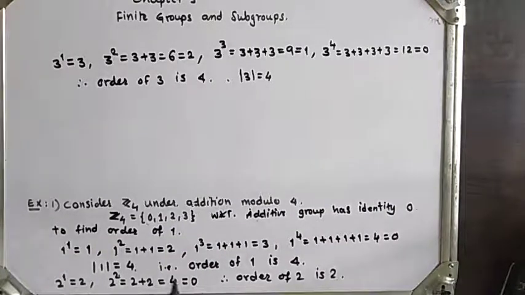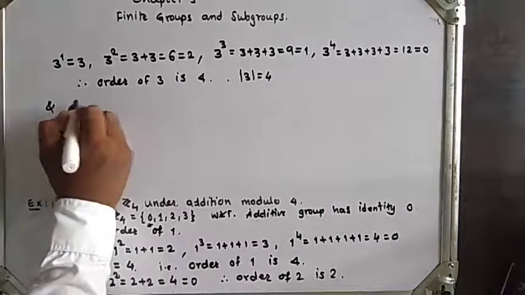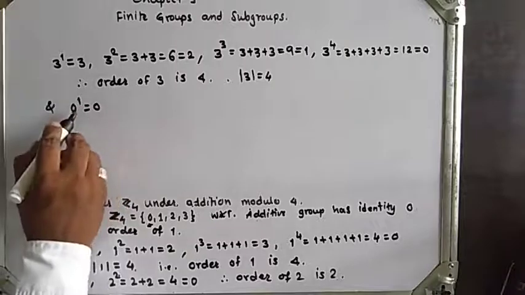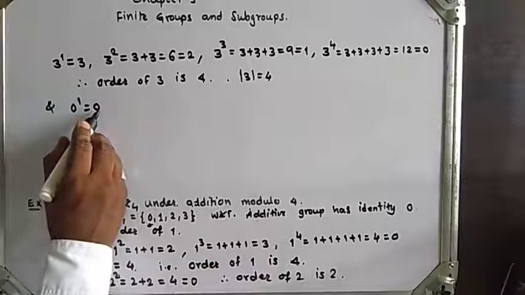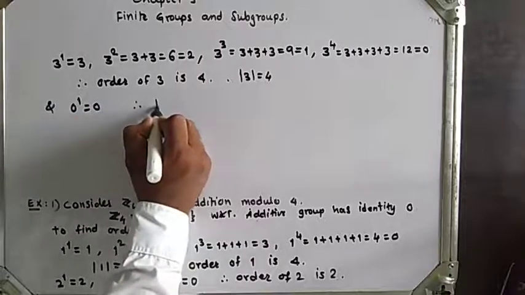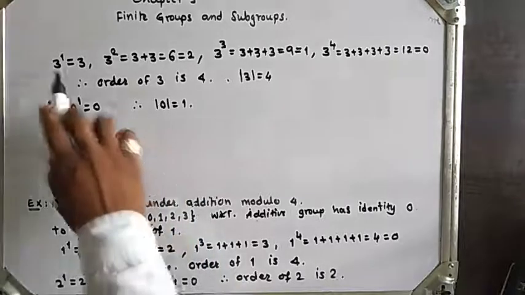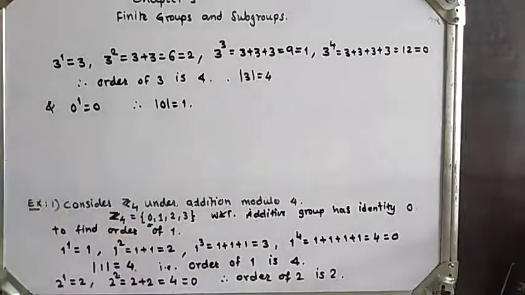And finally, the order of element 0. 0 raised to the power 1 is equal to 0, so I can add 0 one time and we get 0 directly, which means the order of 0 is equal to 1. So these are the orders. The order of 1 is 4, the order of 2 is 2, the order of 3 is 4, and the order of 0 is 1.